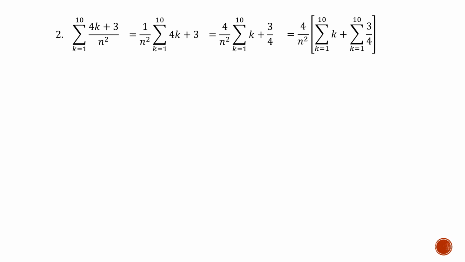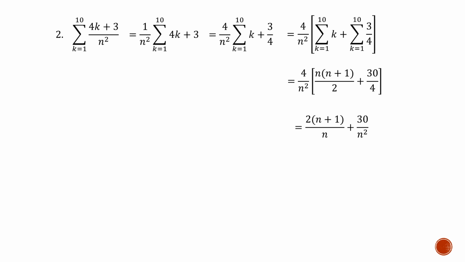Now we know what the formula for k is, and we've seen that previously, which is n times (n plus 1) over 2, plus 30 over 4. Now where does the 30 over 4 come from? Well, that's quite simple. Remember, n represents the number of terms. 10 minus 1 is 9, 9 plus 1 is 10, therefore 3 times 10 is 30, 30 over 4. We simplify this expression, and we get 2 times (n plus 1) over n, plus 30 over n squared.